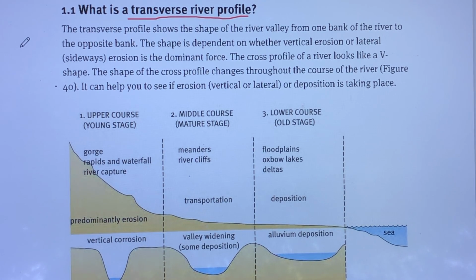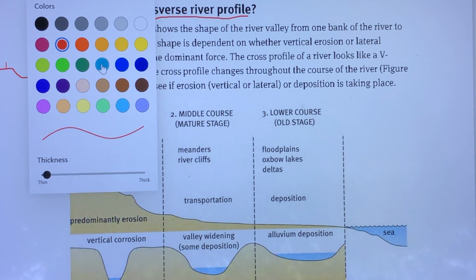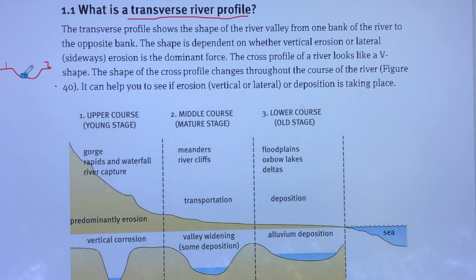What is a transverse river profile? The transverse river profile shows the shape of the river valley from one bank of the river to the opposite bank. Let me show you. A transverse profile is basically the showcase of the river in this way. This is our bank on one side, this is the riverbed, and this is the way to the opposite bank. This is bank number one, and this is river bank number two. There is water inside, so that you can easily understand the situation.